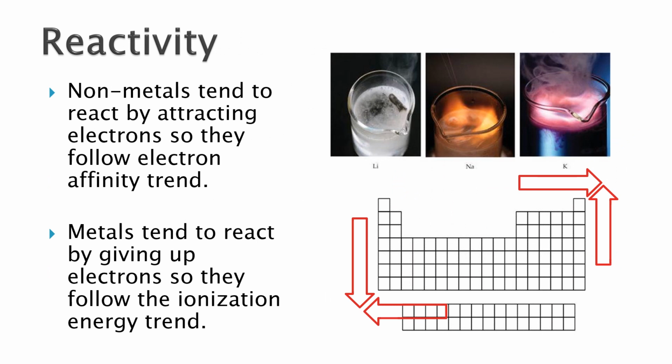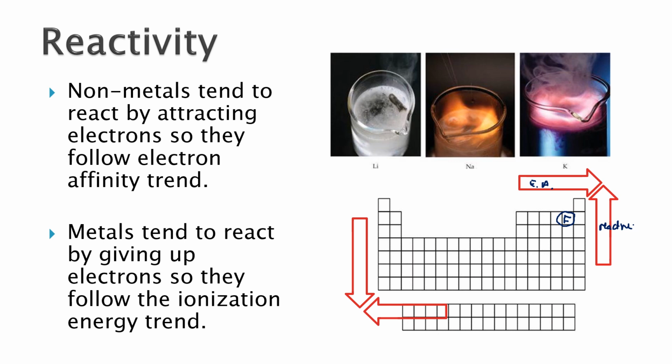Okay, our last trend here is reactivity. Reactivity is related to the other trends we've already done. It just depends how the elements react. So we'll start with the nonmetals. Our most reactive nonmetal is fluorine, and that's because it has the highest electron affinity. All your nonmetals react by gaining electrons, so the more electron affinity they have, the faster they will react. So reactivity increases upwards on the periodic table, and it also increases going to the right, which makes fluorine the most reactive, since all your noble gases don't react at all. So reactivity increases up and to the right if you're a nonmetal.